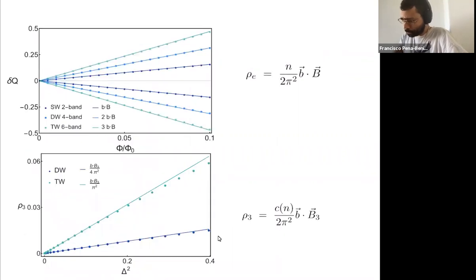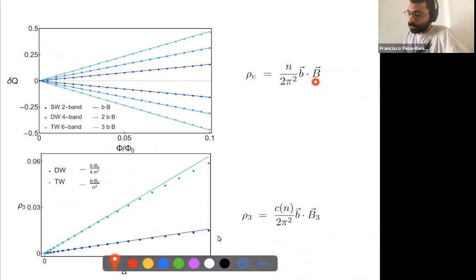Now for this tight binding model, we can apply a magnetic field in the system, diagonalize and verify, for example, what happens with this induced charge that was appearing. For the electromagnetic charge that is induced by applying a magnetic field parallel to the Weyl cone splitting, this is the field theory prediction. And all the points here are the numerical data from the tight binding model, for single Weyl, double Weyl, and triple Weyl, okay, with a perfect agreement.